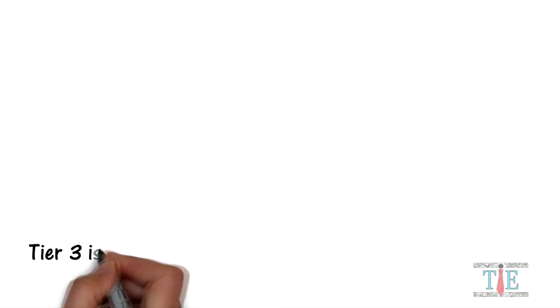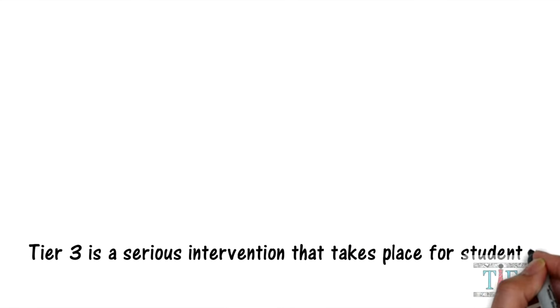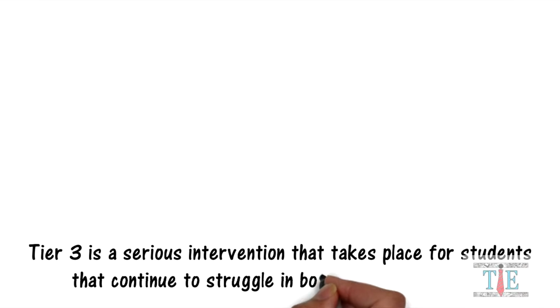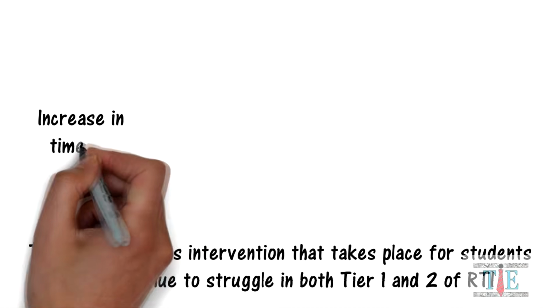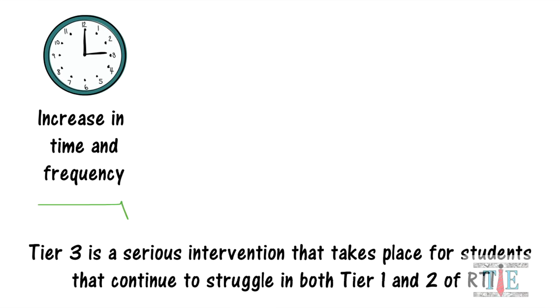Instructional tier 3 is a serious intervention that takes place for students that continue to struggle in both tiers 1 and tier 2 of R.T.I. Here you want to increase both time and frequency of instruction. Schools must find the time of day to get these students the extra help they need. Guidance counselors can help with these arrangements.